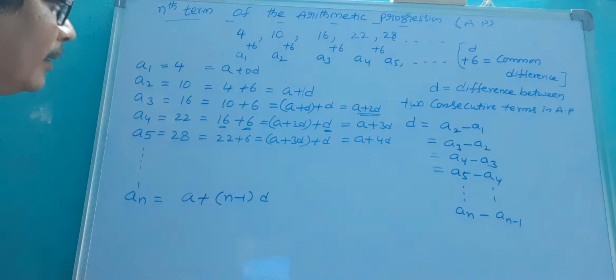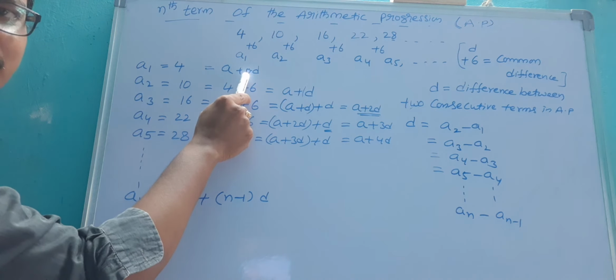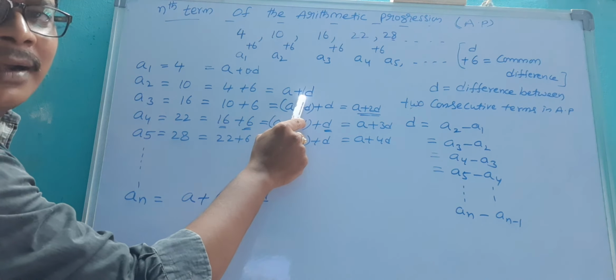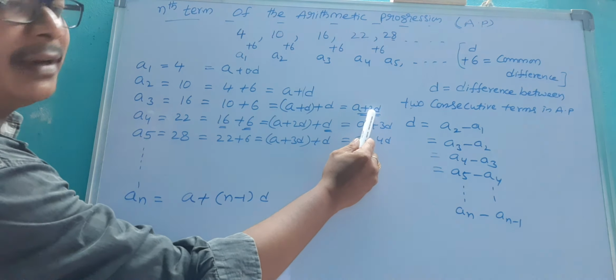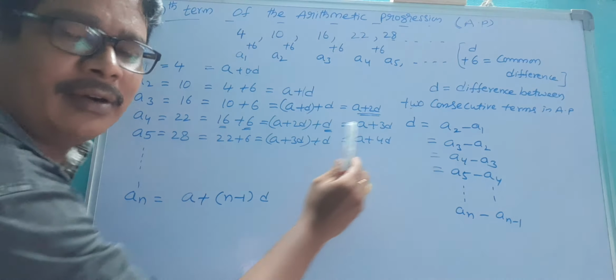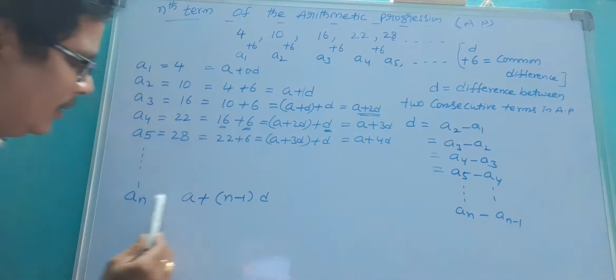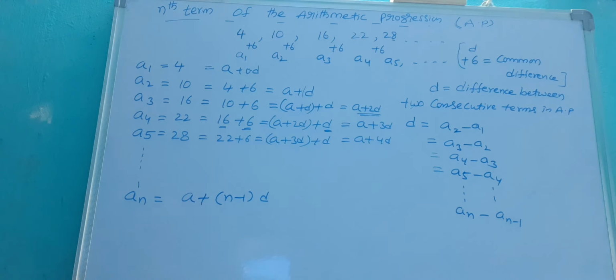Okay, once again, 1 is there, the coefficient of D is 1 minus 1, 0. 2 is there, 2 minus 1, that equals 1. 3 is there, 3 minus 1, that equals 2. 4 is there, 4 minus 1, that equals 3. 5 is there, 5 minus 1 equals 4. n is there, n minus 1 into D. So this is the formula for the nth term of the arithmetic progression.